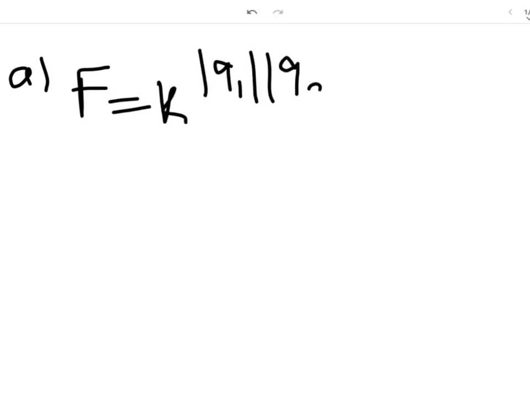So Coulomb's law states that the force is directly proportional to the product of the quantity of the charges and is inversely proportional to the distance between the charges squared.